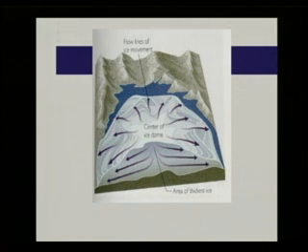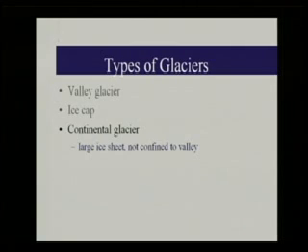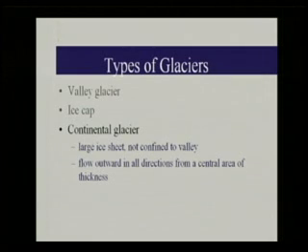Of course, the largest type of glacier is the continental glacier. It's a large ice sheet. It's not confined to a valley, so it travels outward, again, from a large center mass of thickness outward in all directions. Currently, we have continental glaciers in Greenland and Antarctica, but back in Earth's history, they were much more prevalent and much more pervasive than they are today.